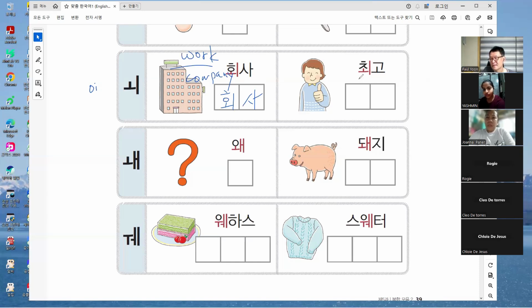How about this? Can you read? Go. Chego. Chego means best. Best. Chego.